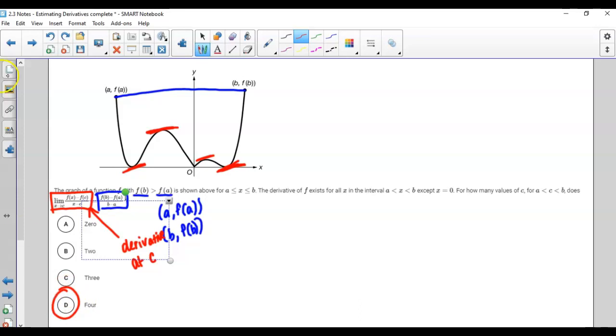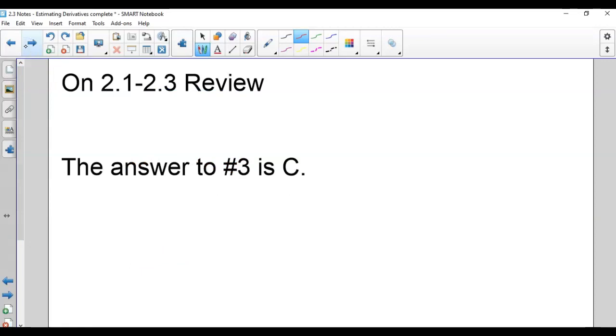The last thing I'm going to tell you is that on your review, the answer to number 3 is going to be C. Let me double check and make sure that's there. Yes. Number 3 I didn't mean to give you, but now that I have assigned it, I am having a hard time figuring out how to remove it from the quiz. So I'm just going to tell you the answer. The answer for number 3 is C. Don't worry about figuring that one out. Put C and move on.